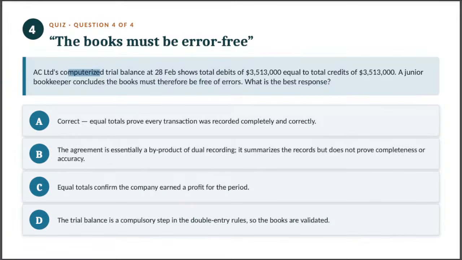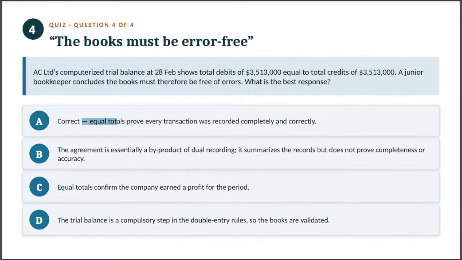The books must be error free. AC Ltd's computerized trial balance at 28th of February shows total debits of $3,513,000 equal to total credits of $3,513,000. The junior bookkeeper concludes the books must therefore be free of errors. What is the best response to the junior?